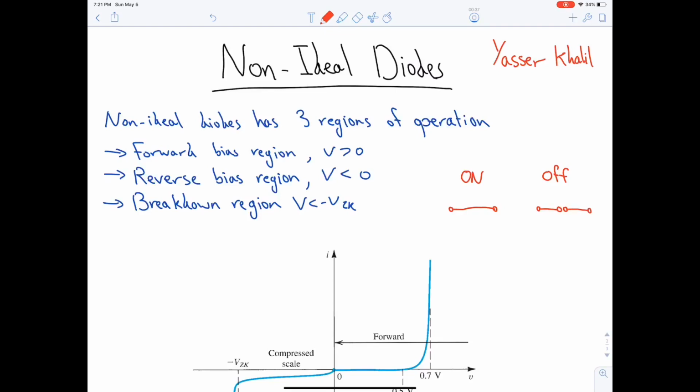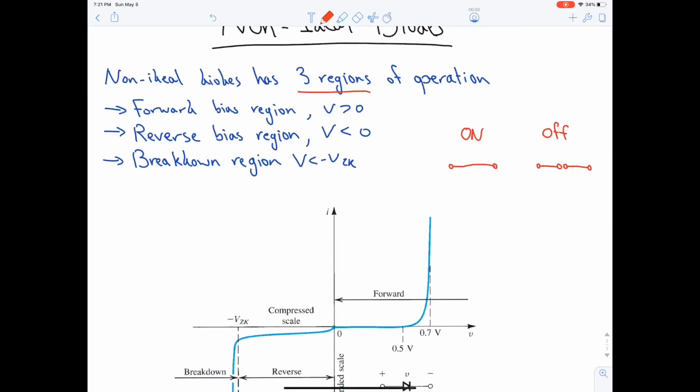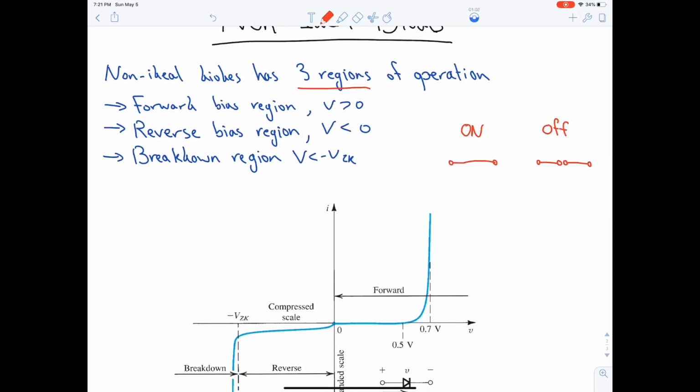Okay. In this video, we are going to discuss the non-ideal diodes, which consist of three regions of operation, which are the forward, the reverse, and the breakdown region. Now, the forward bias region occurs when the voltage across the diode is greater than 0, and reverse bias occurs when V is less than 0, whereas the breakdown region occurs when V is less than minus VZK.